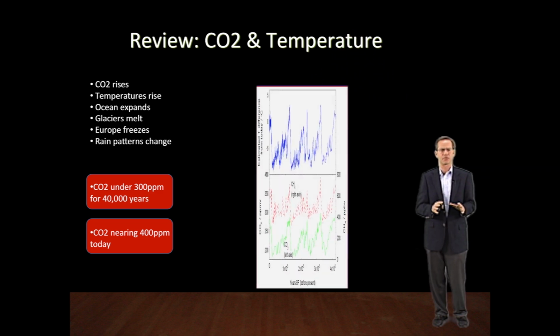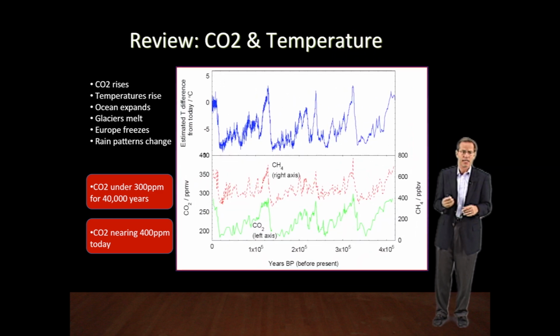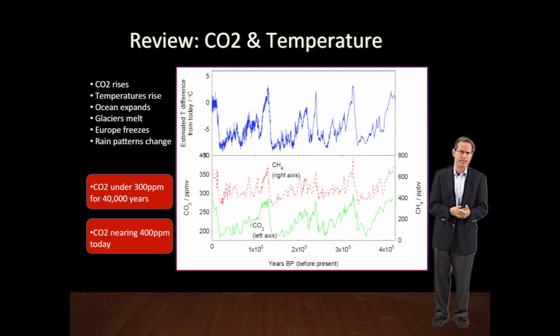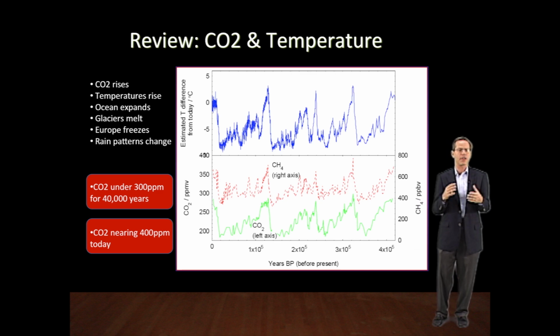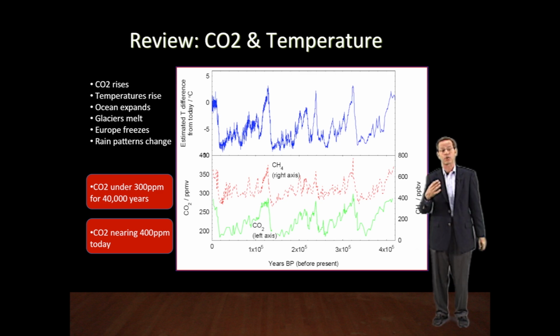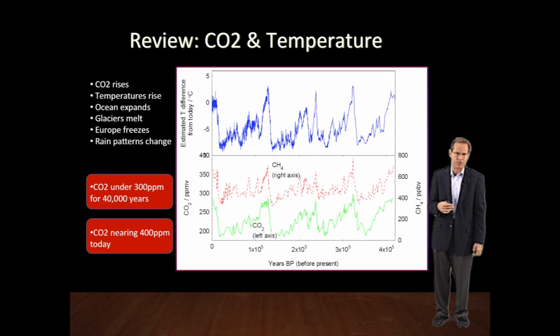We're going to do a quick review of CO2 and temperature. I think everyone in the audience knows that as CO2 rises, temperature rises. We've seen this throughout history. You can see it in the charts here in the graphs. The rain patterns change, Europe could freeze, glaciers melt, and in fact the CO2 level in the atmosphere has been under 300 ppm for some 40,000 years. Today the CO2 in the atmosphere is nearing 400 ppm. So we really don't have any modern history where we see these numbers. In fact, as of today, I think it's at about 387 ppm. So we should note that it's never been that way.